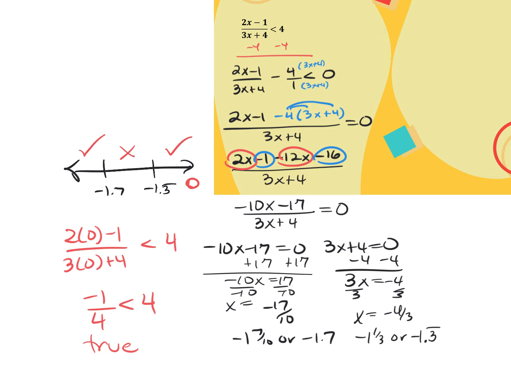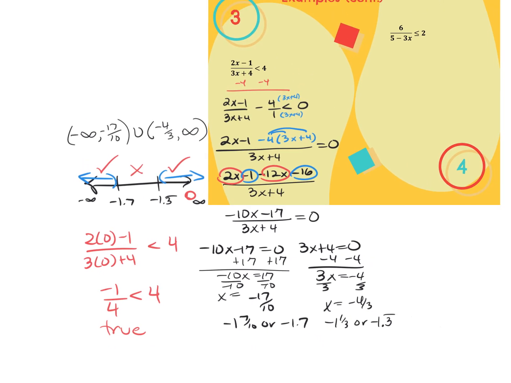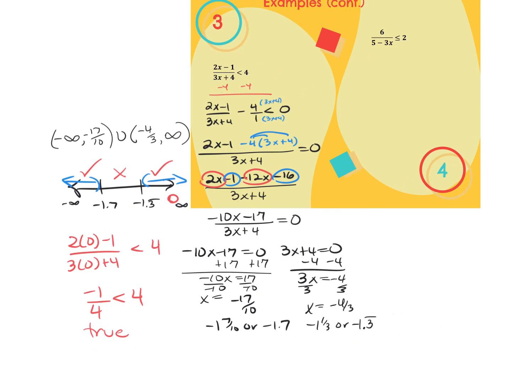So now my graph, because my original symbol was just a less than, it's going to be here, pointing that way, to the left, and then to the right. Again, remember we got a negative infinity here, the positive infinity here. So in interval notation, it will be from negative infinity up to the negative 17 over 10, unioned with negative 4/3 to positive infinity. And they're all parentheses because the original symbol was a less than. So for number 4, we're going to subtract 2 from both sides.